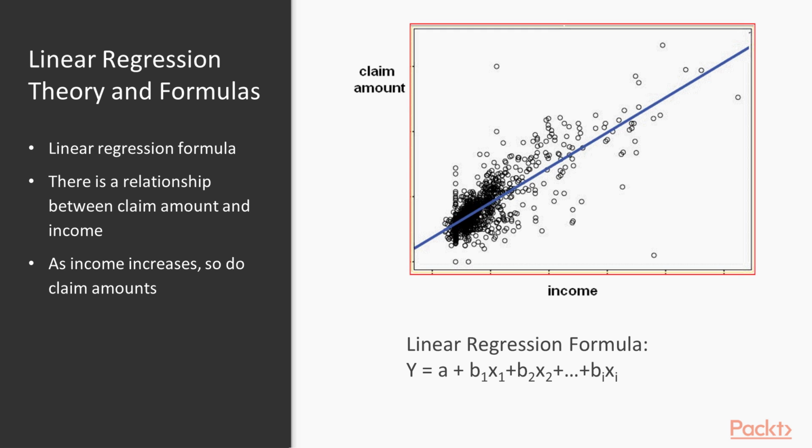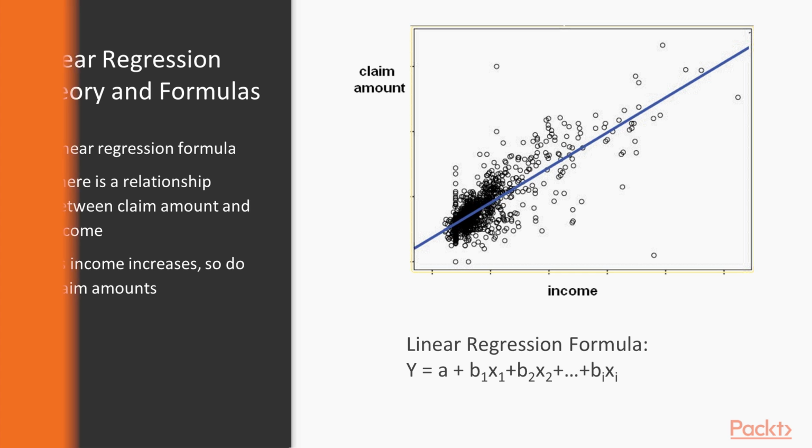So what we're seeing here is that as income increases, claim amounts are increasing as well. And so what you'll be able to see ultimately with linear regression is that once you know the income of someone, and you multiply it by the slope that was found by the model itself, and you add a constant to it, you're going to be able to come up with a claim amount.